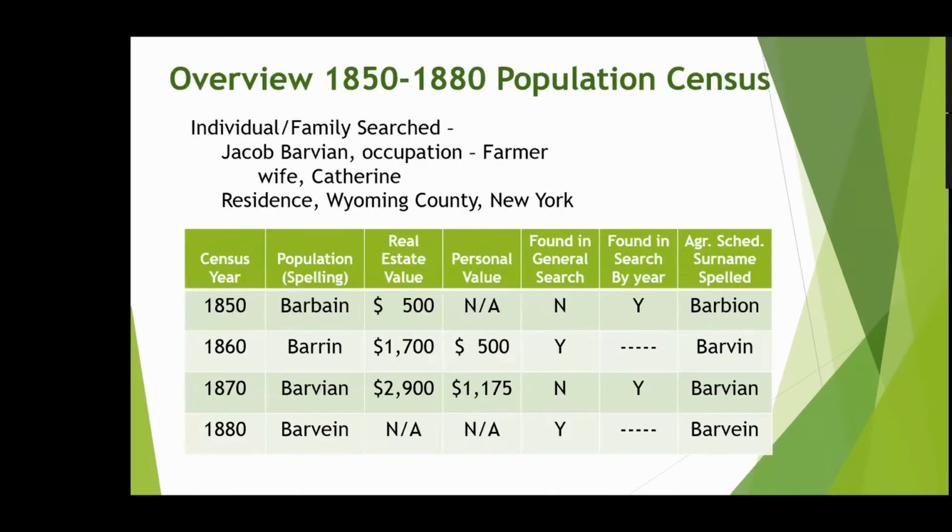Basically, based on the population schedule, you will see how they spelled his name in the schedule, how much his real estate value is, and how the agricultural spelling came when I was searching for it or browsing for it. And as you see, the only correct one is in 1870. And this is the Americanized version of Bervian, which is Berwian. So they just changed 2 letters in his name after he had settled in New York.